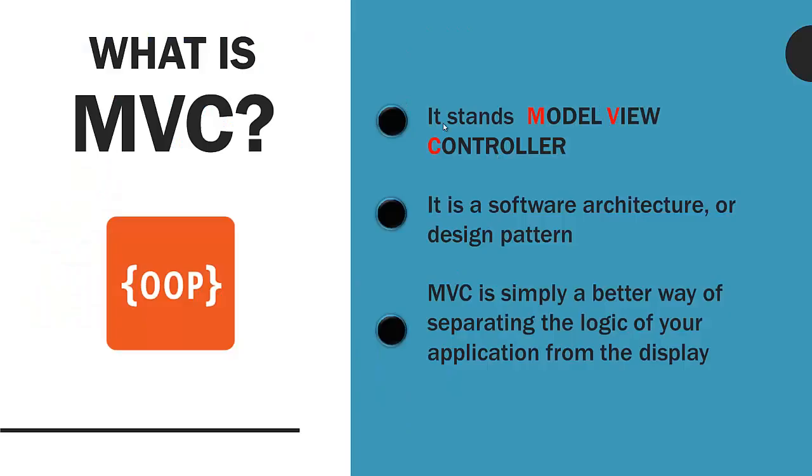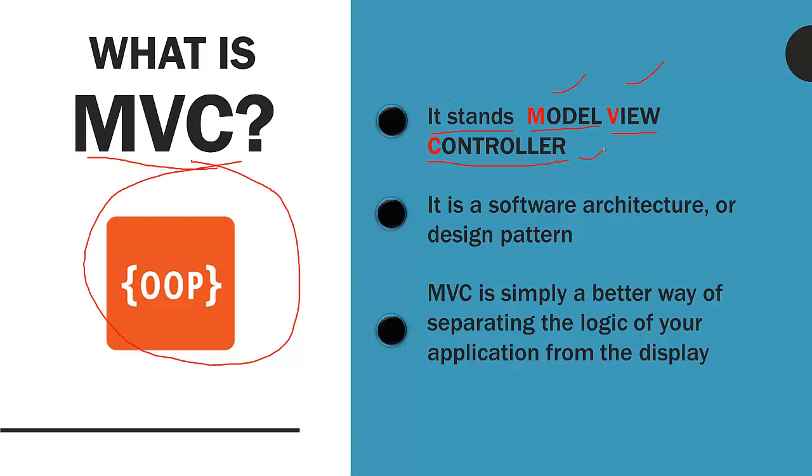So let's move further. Now what is our MVC here? I'm taking the pen here. MVC is a concept of OOP that I already told you about. MVC stands for M for model, V for view, and C for controller. I will tell you what the view, model and controller are in the next slides.